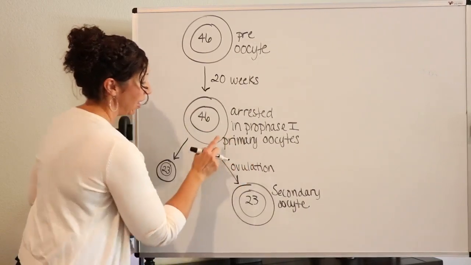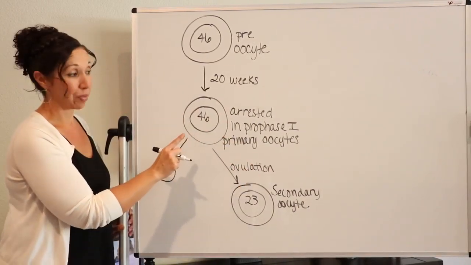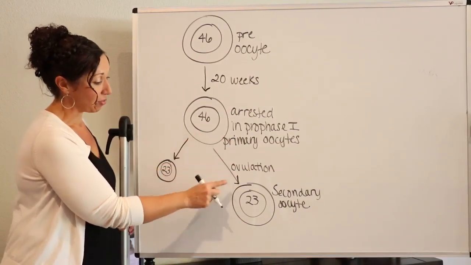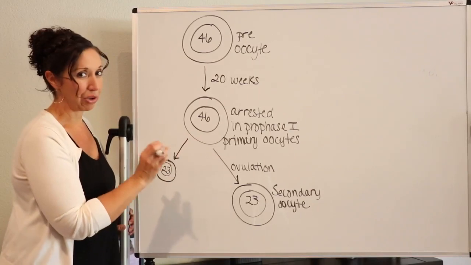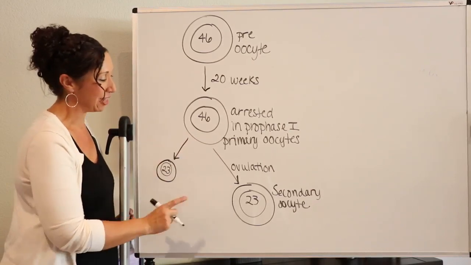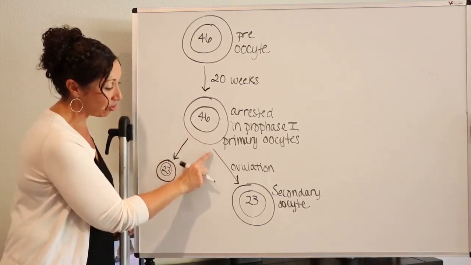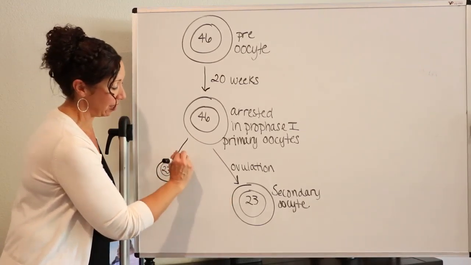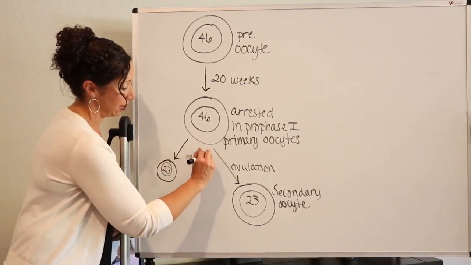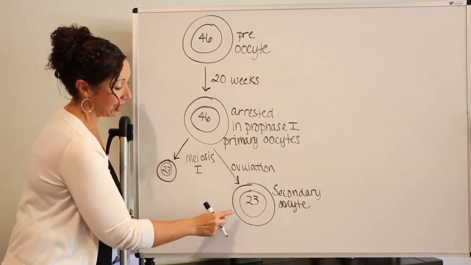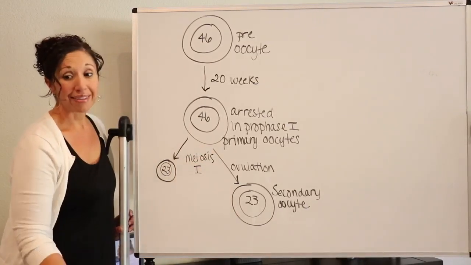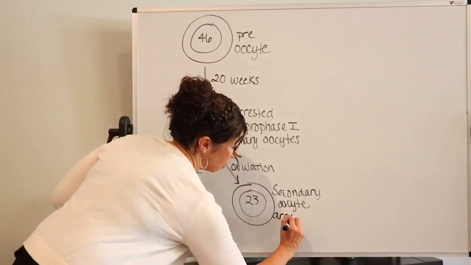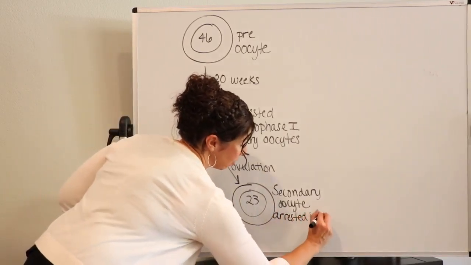Out of the millions of primary oocytes you have in your ovary, one gets released. Only one. We don't do this with everybody. We reserve as much energy as possible. Only one each month gets chosen to become a secondary oocyte, and you complete meiosis 1. And this secondary oocyte gets stuck in metaphase 2. So it's arrested in metaphase 2.